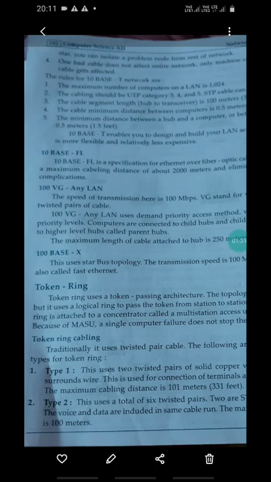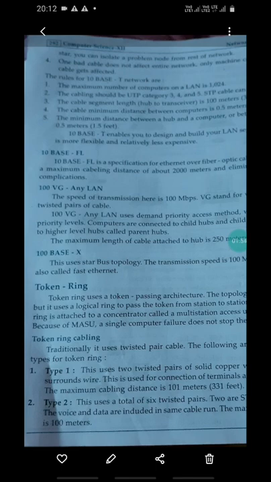100BASE-X, where X is used for multiple media types. This uses the star topology. The transmission speed of 100BASE-X is 100 megabits per second. 100BASE-X is also called Fast Ethernet.